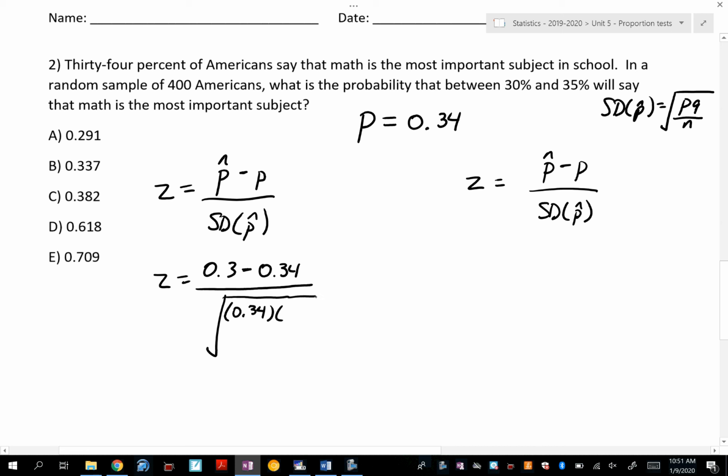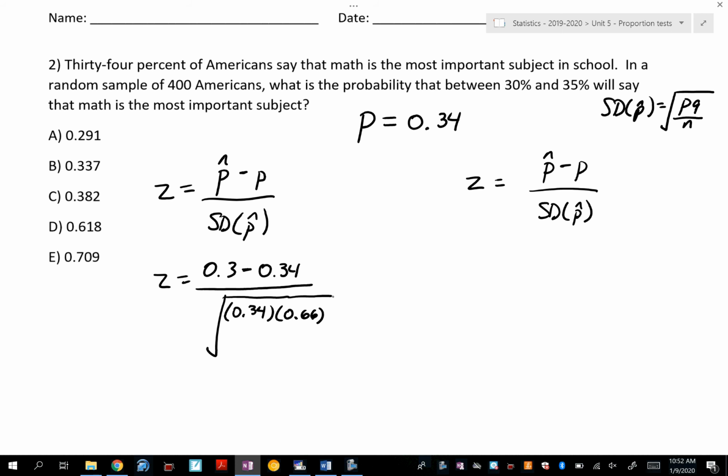0.34. Okay, if 0.34, so 34% of Americans say that math is the most important subject, how many are saying it's not the most important subject? 0.66. All right, if you're confused how we got that, you subtract the 0.34 from 1.